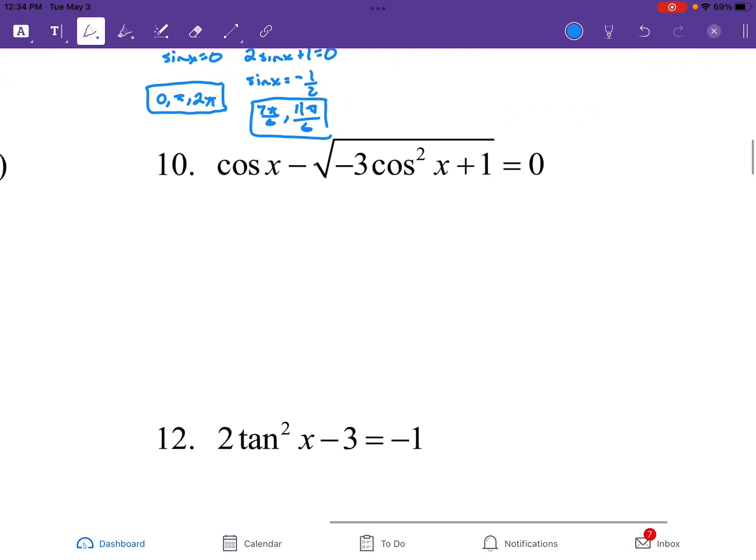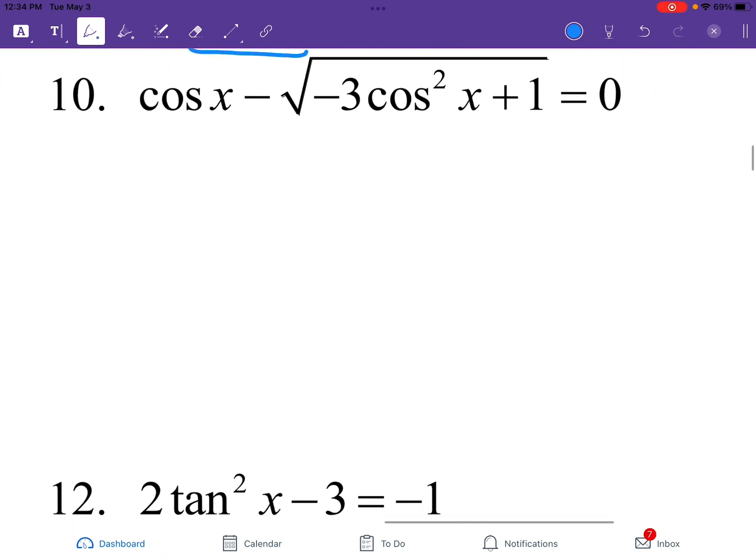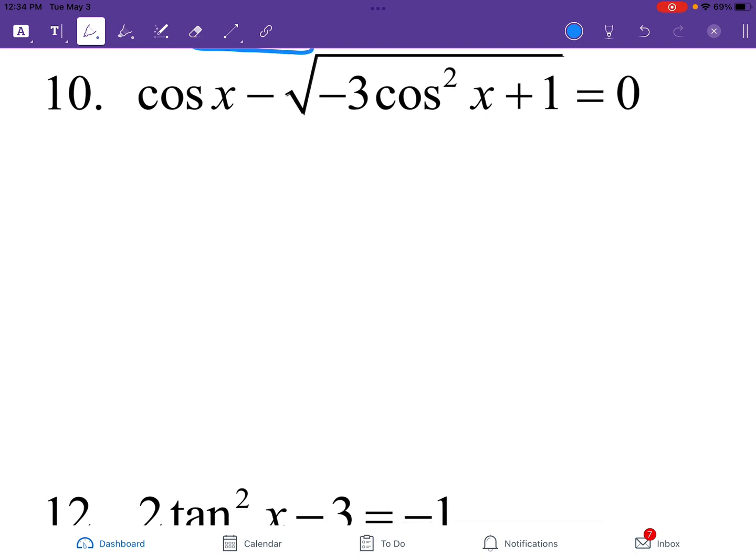Number 10. To solve this is a throwback to Unit 2 in first semester, where we were solving radical equations. First we were going to subtract cosine of x over to the right, but actually, I'm not going to do that. We're going to make my life a little easier. What we're going to do is add the square root of negative 3 cosine squared of x plus 1 to the other side.